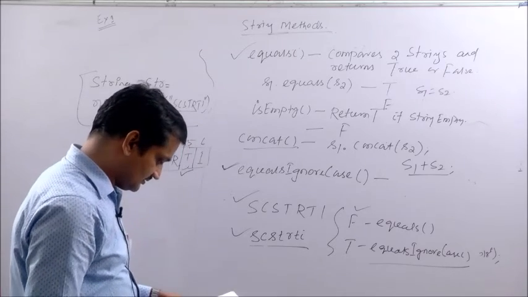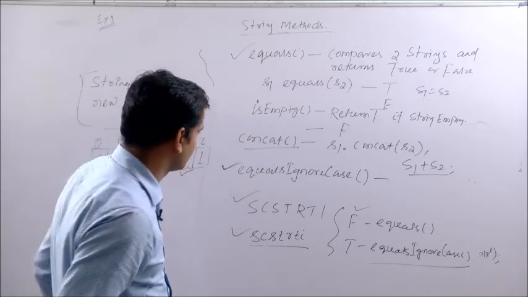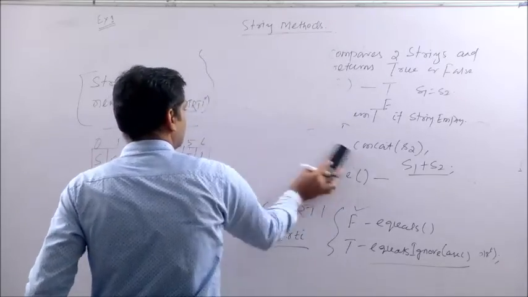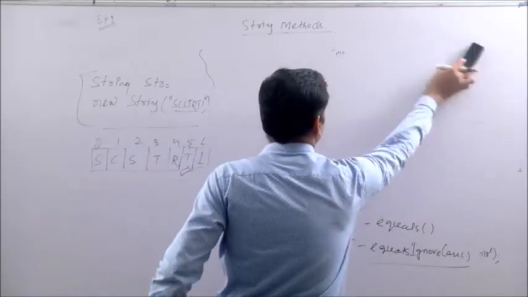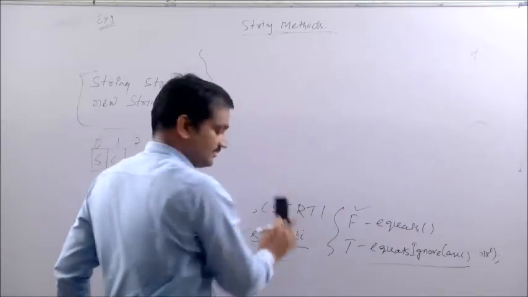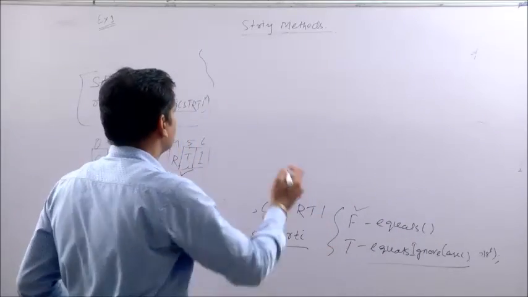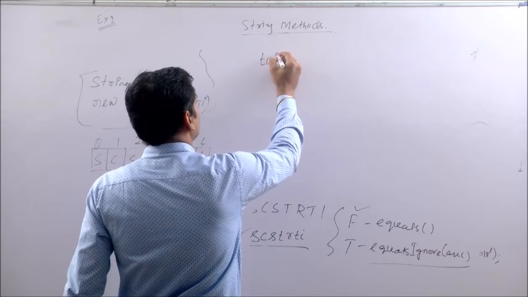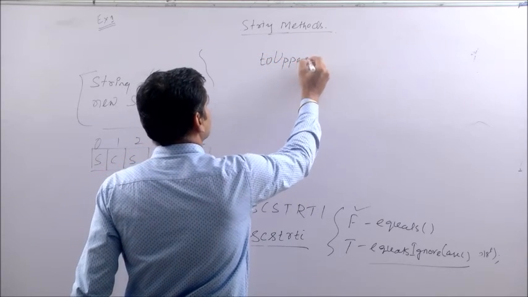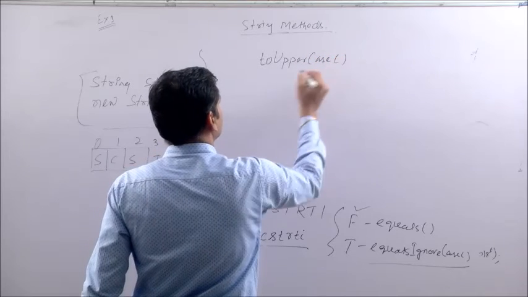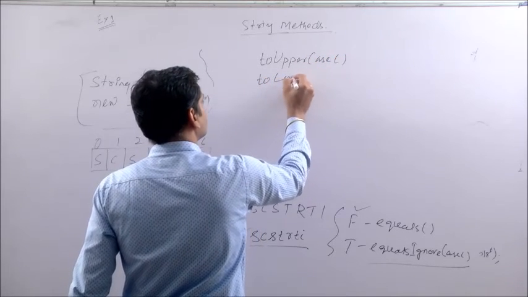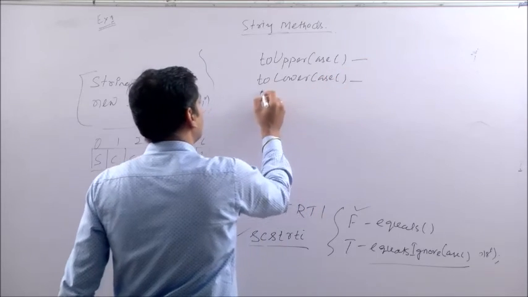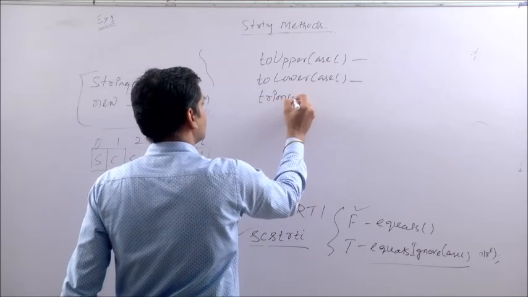Then the last three methods: toLowerCase, toUpperCase, and trim. There are three more methods in the String class. There are many methods, but we are discussing some of the most frequently used methods, and these are toUpperCase, toLowerCase, and trim.